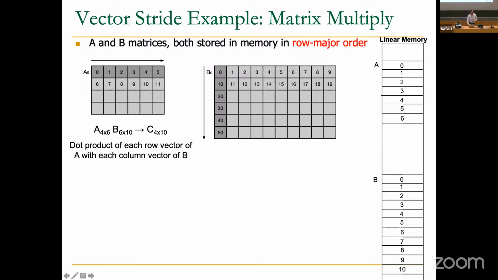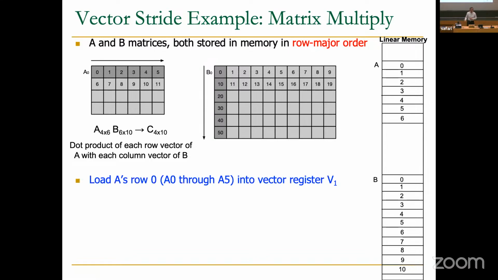So to be able to multiply these, what you really need to do is to take the dot product of each row vector of A with each column vector of B. So what you're doing, a matrix multiplication, is really to get one location in the C matrix, you need to take the dot product of this row 0 with this column 0 in B, okay? So let's take a look.